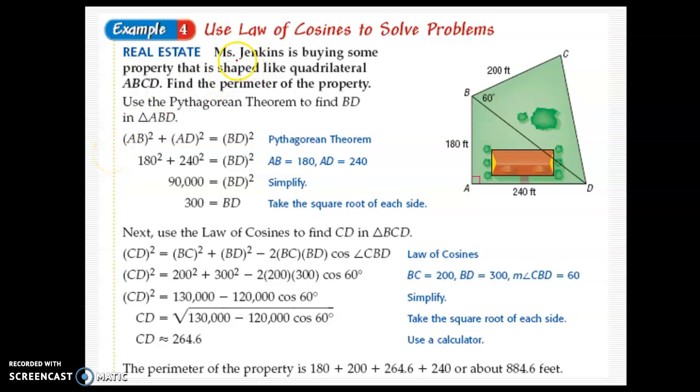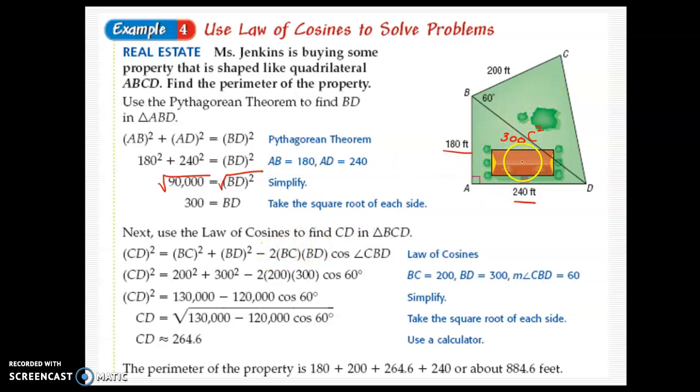Ms. Jenkins is buying some property that is shaped like quadrilateral ABCD. Find the perimeter of the property. So you've got a right triangle right here. A squared plus B squared equals C squared. And that's what you set up here. 180 squared plus 240 squared equals this BD squared. Okay? So that's 90,000 is BD squared. When you take a square root of both sides, BD will equal 300. So this right here is 300 feet.